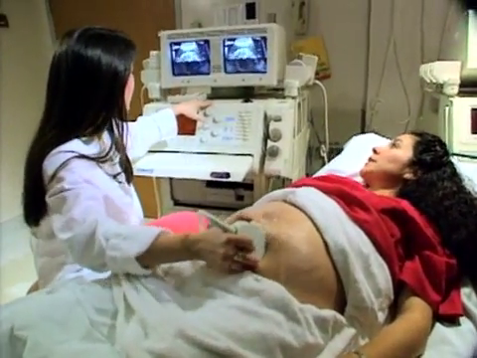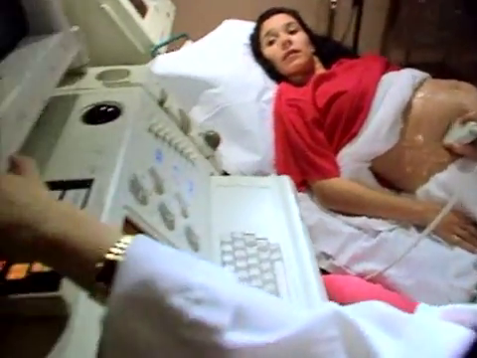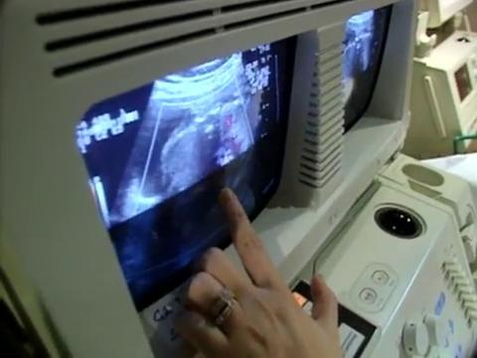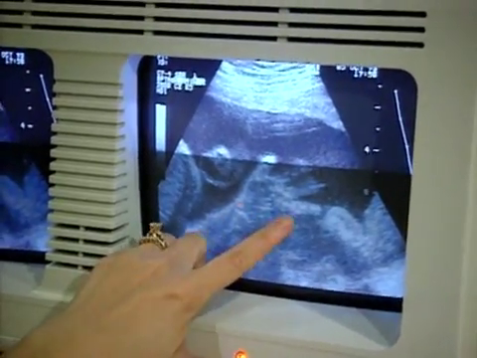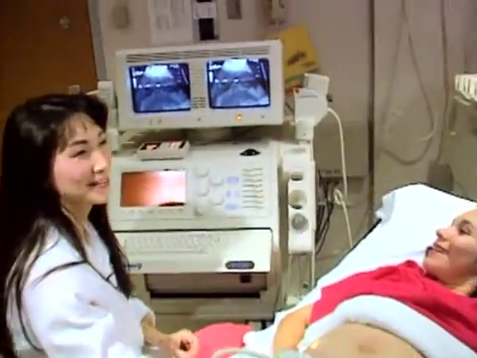Again, using sound, take a look at the blood flow in the baby's heart. See this color, blue and red? That's just showing the blood flow in the baby's heart. Dina, look at the baby's hand. It's waving goodbye right here. Bye, baby. Bye-bye, baby. That's a nice shot of the hand.